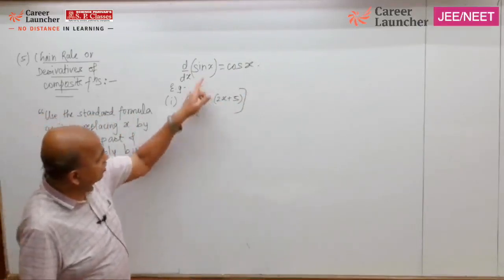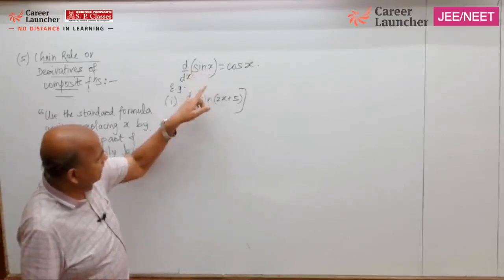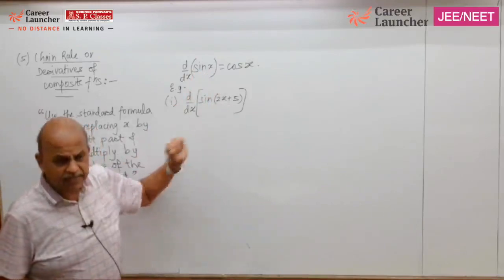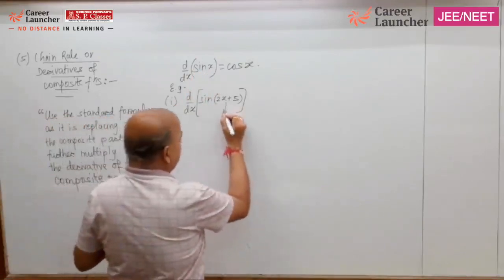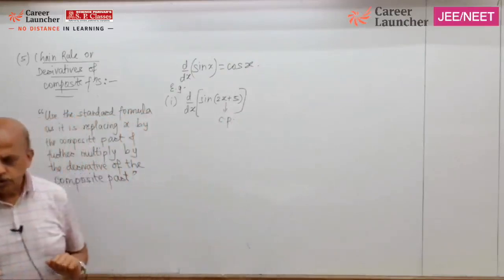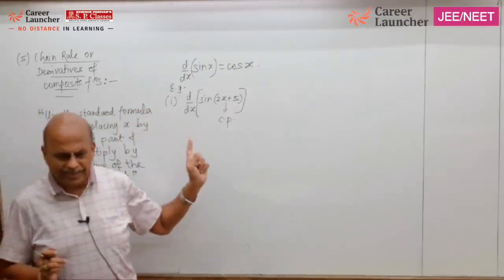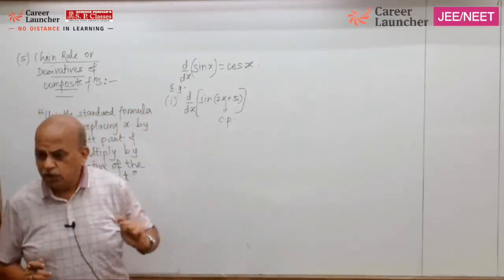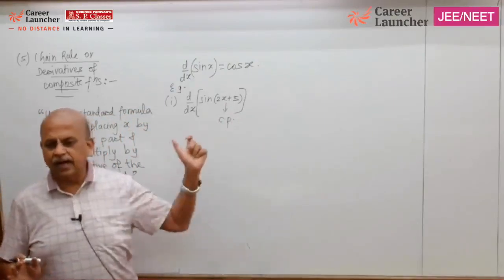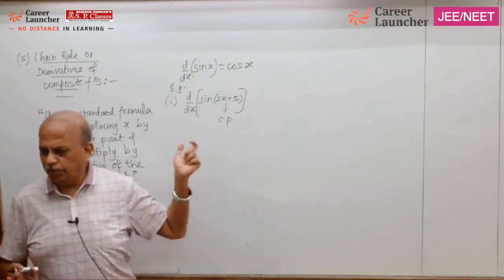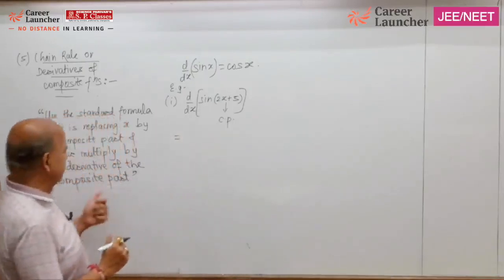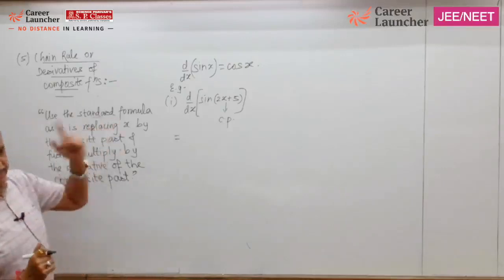Don't you feel it is similar to this sine x? Only thing is that x is replaced by some other function. Yes. What we said just now, this other function will be called the composite part. So tell me, in this particular question, what is the composite part? 2x plus 5. The function replacing x in the question will be called the composite part. And now let us make use of the chain rule for finding the derivative of this.